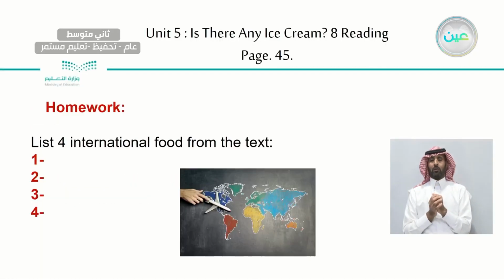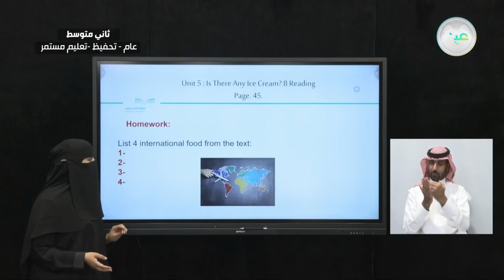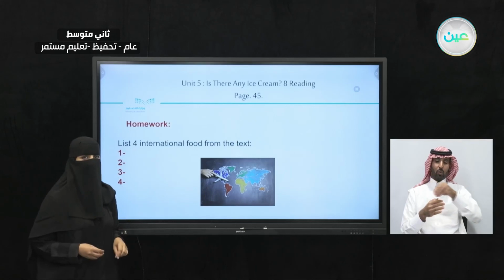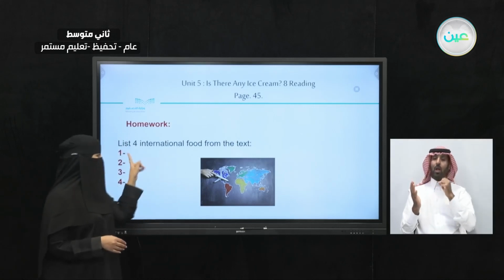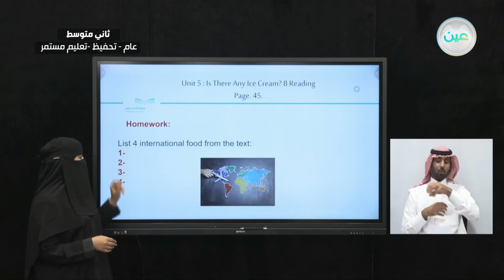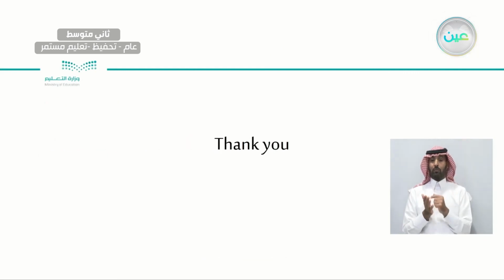Now, for your homework, what are you going to do? List 4 international food from the text. I want you to read the text and list 4 international food here. I did write the numbers, 1, 2, 3, 4, 4 kinds of food as international food. And we are going to check the answers together in the next lesson.